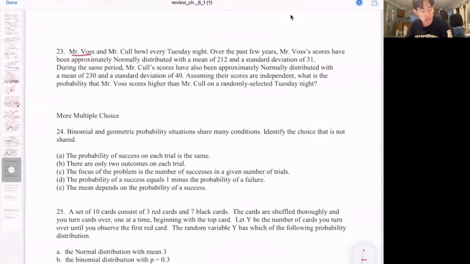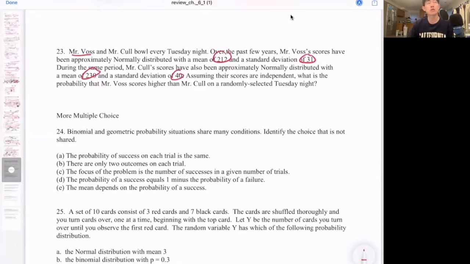Number 23, Mr. Voss and Mr. Cole bowl every Tuesday night. Over the past few years, Mr. Voss scores normally distributed. Okay, awesome. Normally distributed with 230 and 40. Assuming the scores are independent, what is the probability that Mr. Voss scored higher than Mr. Cole on a randomly selected Tuesday night?